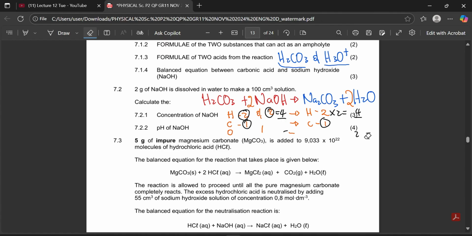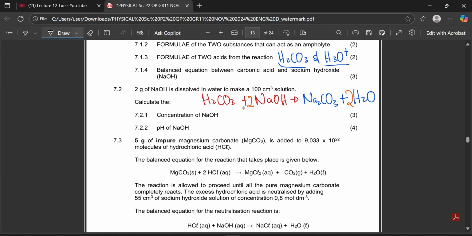And please, guys, do make sure that in the exam, if it means you have to do what I did here, then do it. Just make sure that you consider the time as well, because we need to make sure that we finish the entire paper. So that is our balanced equation: H2CO3 plus 2 NaOH to give us Na2CO3 plus 2 water molecules.